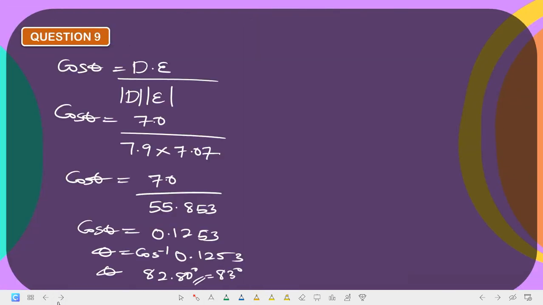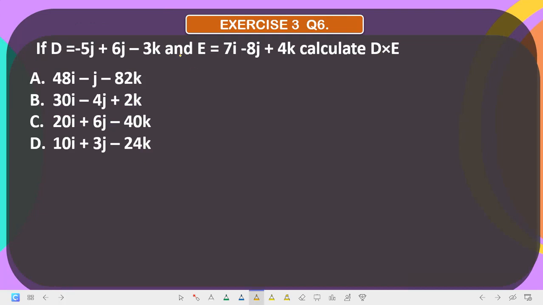Okay, now let's look at the next. The next question says, if D is equal to... now this question, you use the idea of a matrix to solve it. When you say D cross E, it's talking about the vector product. So in that case, you say this is my I, J, K, which are I, J, K respectively. Now under the first one we have D and we have E. Under the first one, what are you going to put there?